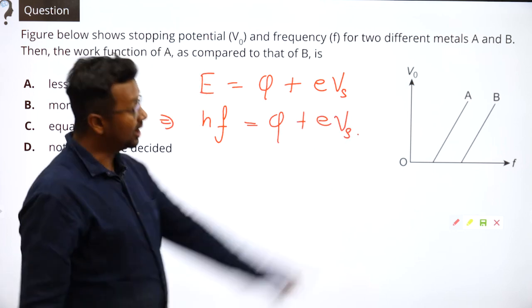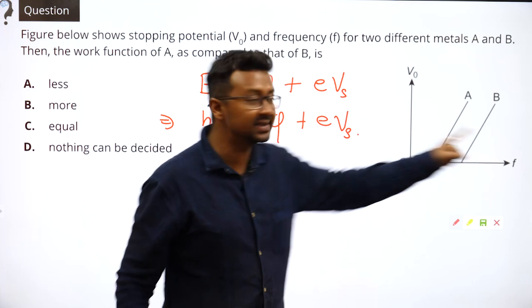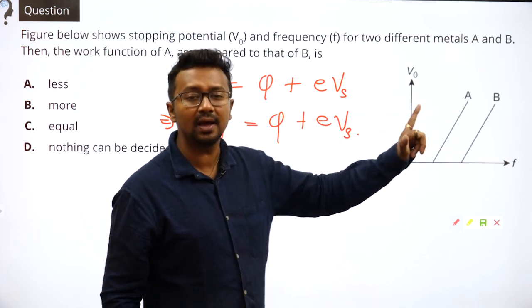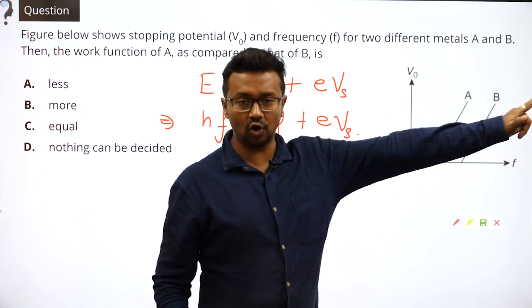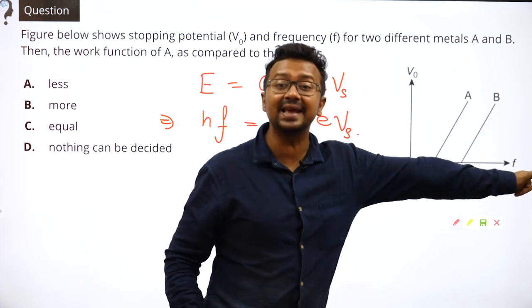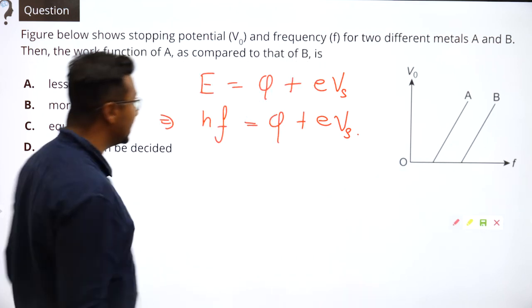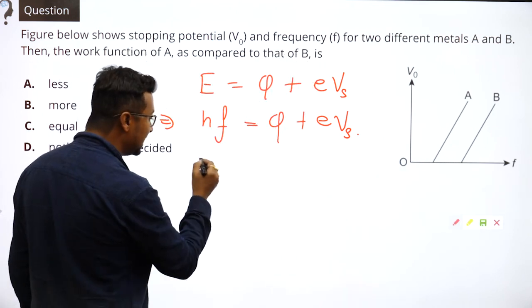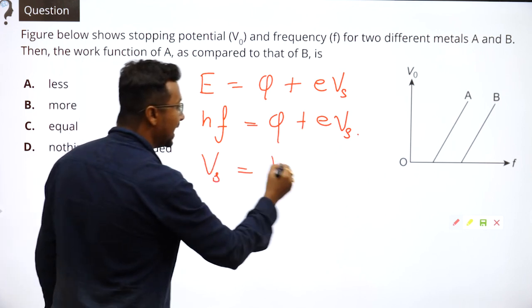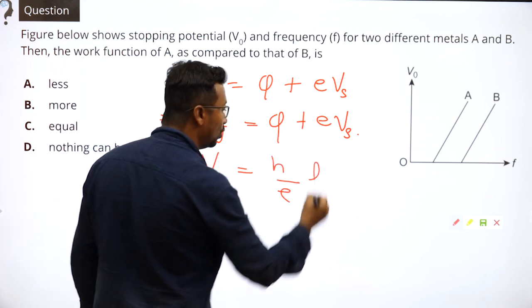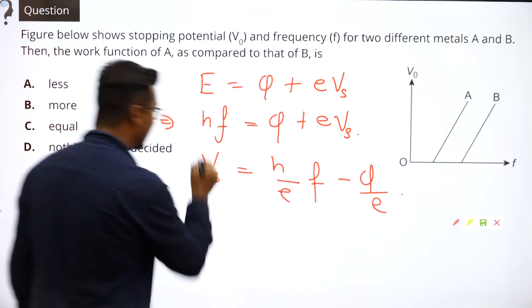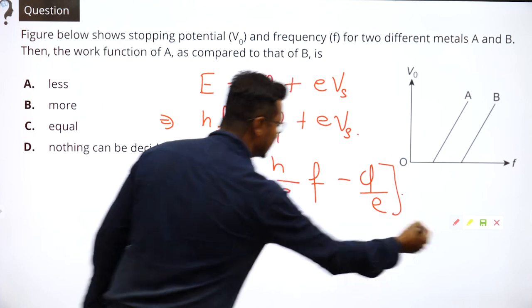Alright students, now if you look at this graph, what do we see? It's a graph between stopping potential, which will stop the highest kinetic energy electron, versus frequency, the incident frequency. So here we see clearly that Vs can be written as h by e into f minus phi upon e. Clear, students?